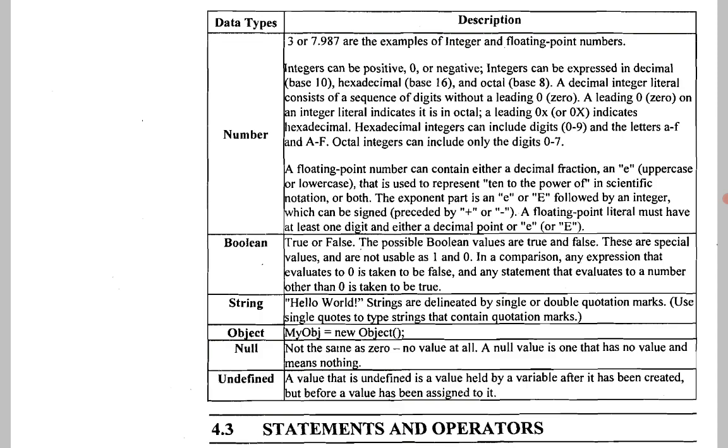So in a comparison, any expression that evaluates to 0 generally means a false value. Generally 0 is taken to be a false value and 1 is treated as a positive number or a true value. So first data type is number, second type is Boolean, third data type is string.